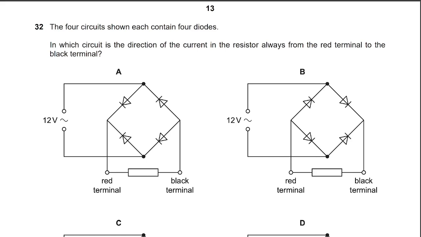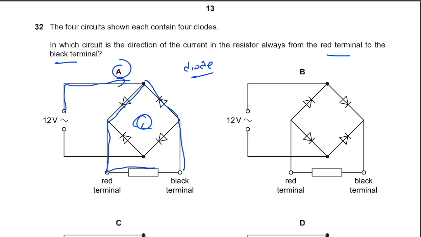The four circuits shown each contain four diodes. In which circuit is the direction of the current in the resistor always from the red terminal to the black terminal? A diode always travels in one direction. So if the current is, for example, going through here, it will go in this direction and then enter the red terminal and get out of the black terminal. So it's a loop that is always entering from the red terminal to the black terminal.